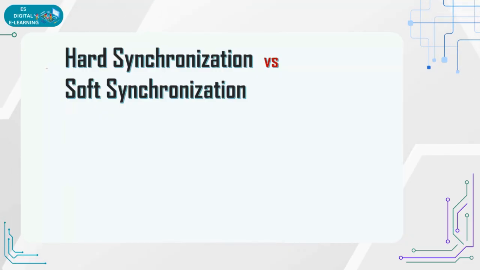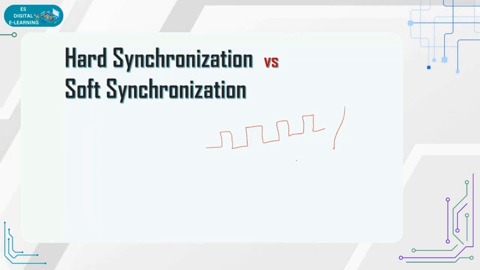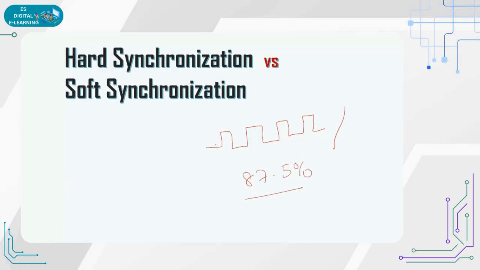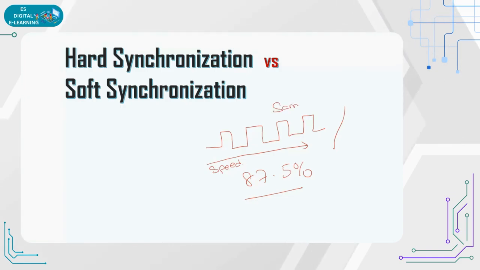Hard synchronization and soft synchronization: whenever you are transferring the data, the data has some frequency. The accuracy will be there at 87.5%. Whatever the signal speed is, that speed will be given as the sampling rate.